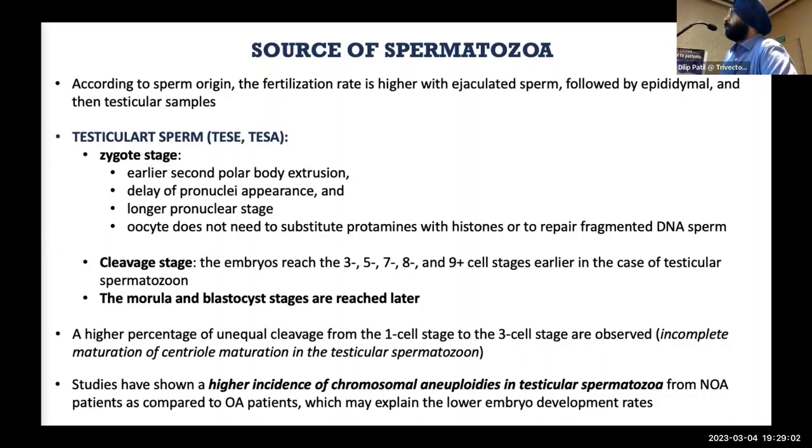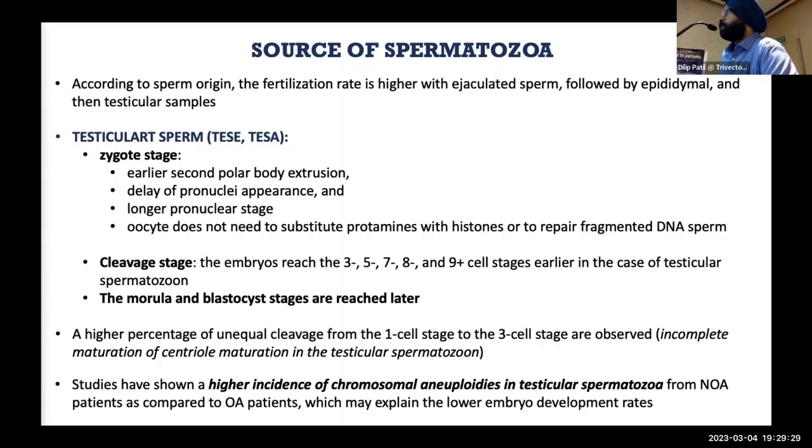So this is again a topic which is very important: sources of spermatozoa and their influence on embryonic development. According to the sperm origin, the fertilization rates are highest with ejaculated sperm, which is obvious, followed by epididymal and testicular sperm. If you take the case of testicular sperm, at the zygote stage there is an earlier second polar body extrusion, there is a delay in pronuclei appearance, and a longer pronuclear stage is observed.